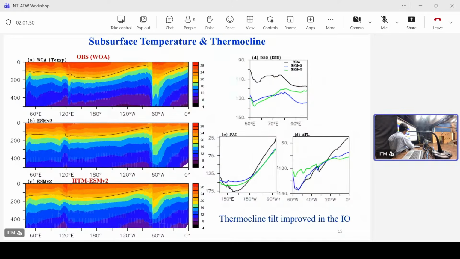And then we have also checked the thermoclines in the T20. We see they are also very well represented in the Indian Ocean. So that actually well represents your Indian Ocean dipole, and then your Indian Ocean dipole monsoon interactions also will be improved.